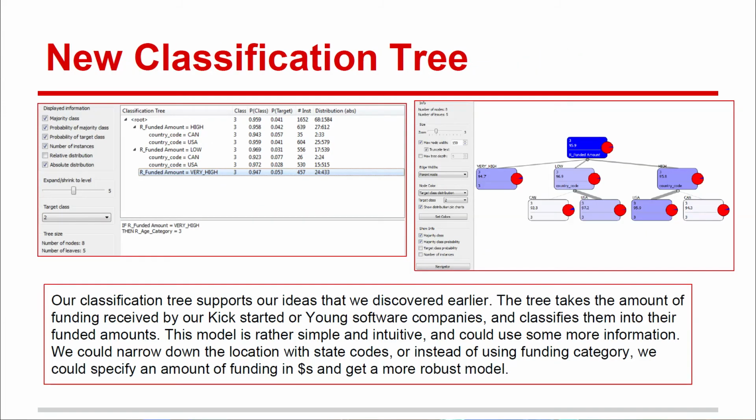So here's the model itself, and our classification tree just ends up supporting our ideals that we discovered earlier. The tree takes the amount of funding received by a kickstarted company or a young software company and classifies them into their funded amount. This model is rather simple and intuitive and could use some more information. We can narrow down the location with state codes, or maybe instead of using funding category, we could just specify amount of money and try to do that and get a more defined classification tree.